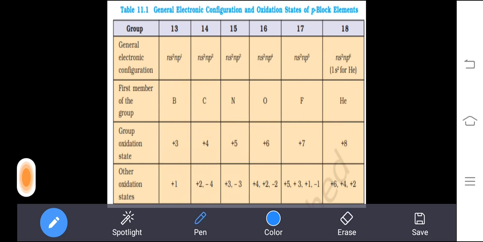Then the other oxidation states, we will discuss why they appear. In group 13, plus 1 appears due to the inert pair effect, and in group 14, plus 2 appears due to the inert pair effect. Plus 3, which is 2 units less than the main oxidation state, appears due to the inert pair effect. Here also plus 6, which is 2 units less than plus 8, is due to the inert pair effect, and plus 5 is 2 units less than plus 7, due to the inert pair effect. The same applies to plus 8 also. Other oxidation states are attained under special conditions.